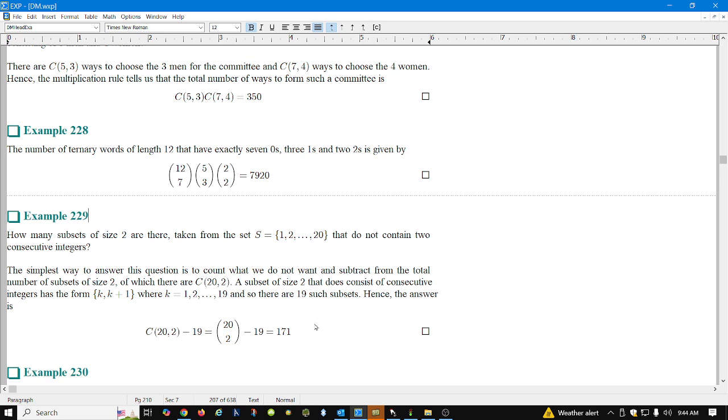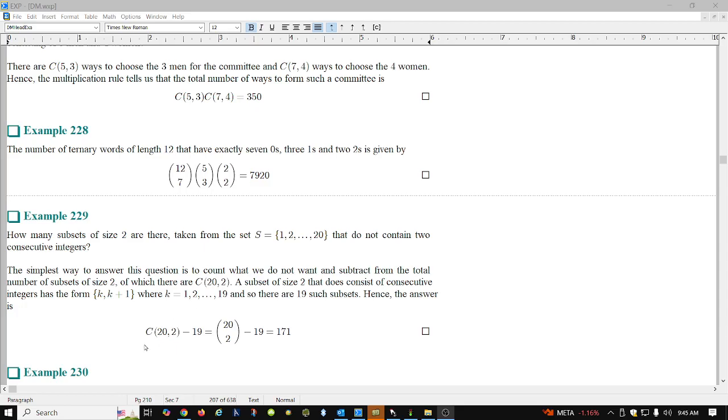Now, a subset of size 2 that does not consist of consecutive integers, sorry, I said does not, I meant does consist of consecutive integers. This is coming to you in real time, so I'm going to make these blunders, as you've probably already noticed. A subset of size 2 that consists of 2 consecutive integers has the form k, k plus 1. K can be as little as 1, but as much as 19. So there are 19 such subsets.